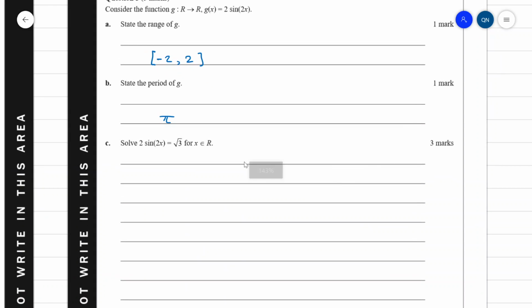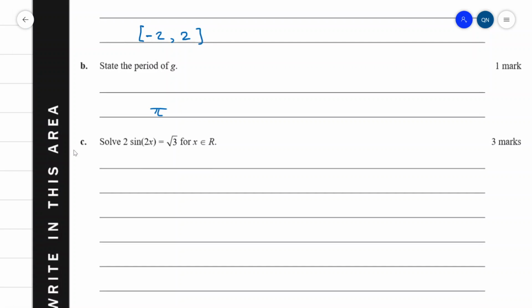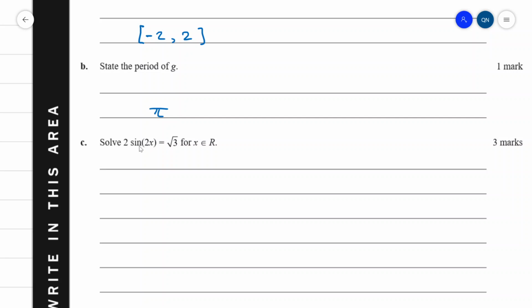And then for 3 marks, we're supposed to solve this for x in the real numbers. So if there's no particular domain restriction, then this is general solutions. So let's see how we can do this over here. First of all, to solve a trig equation, we would like a sine of something equals something. Now there's that 2 on the left hand side, so let's move it over. So we have the sine of 2x is equal to root 3 over 2.